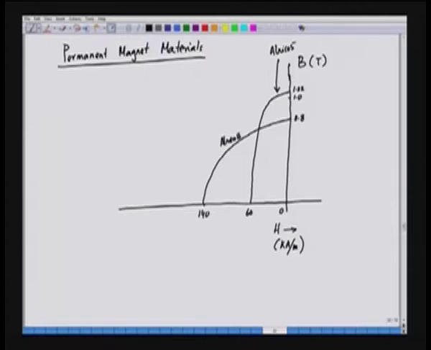Now, let us say we have a different material called ferrite. We have say here 0.4 and then we will go up to 320 in this case. Ferrites are also used for permanent magnet electric motors, and this is strontium ferrite.